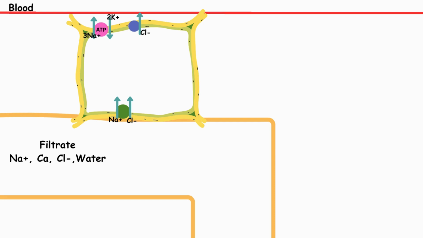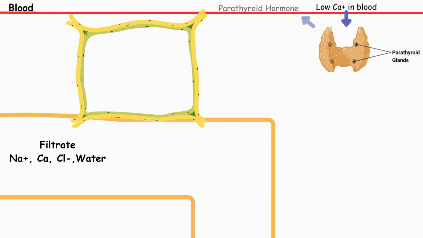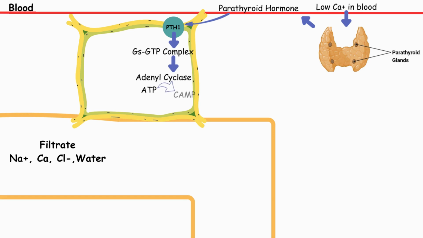Absorption of calcium is regulated by parathyroid hormone. When there is low calcium level in blood, parathyroid gland releases parathyroid hormone in blood, which will bind to PTH1 receptor. This activates GS-GTP complex. This further activates adenyl cyclase. Adenyl cyclase converts ATP into cyclic AMP, cAMP activates protein kinase A, which activates calcium channel by phosphorylation. Now calcium will be absorbed from filtrate through these channels.